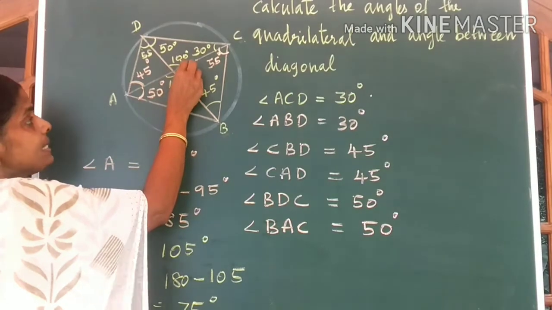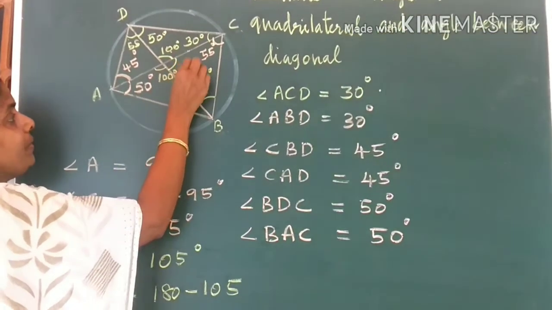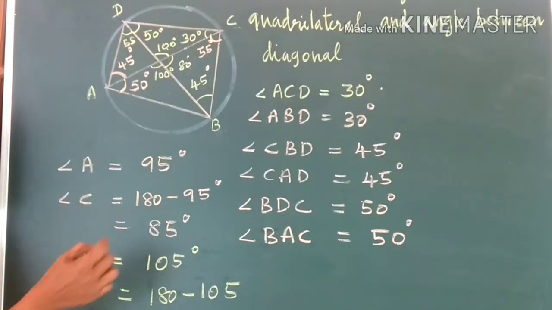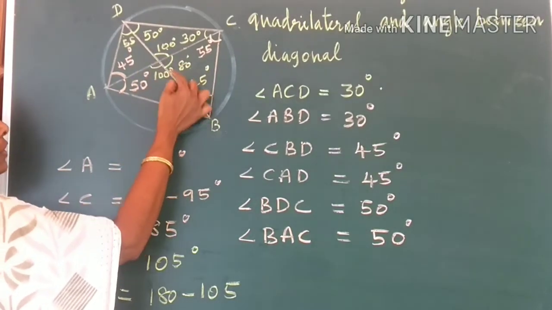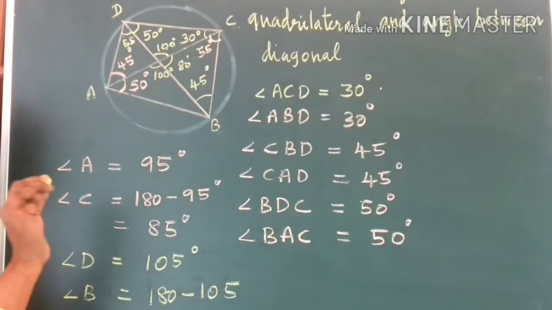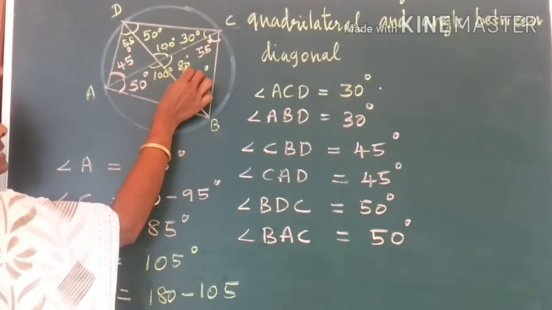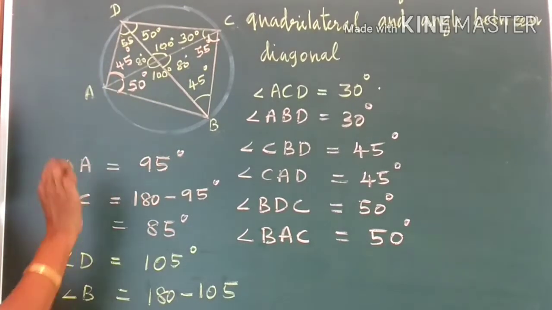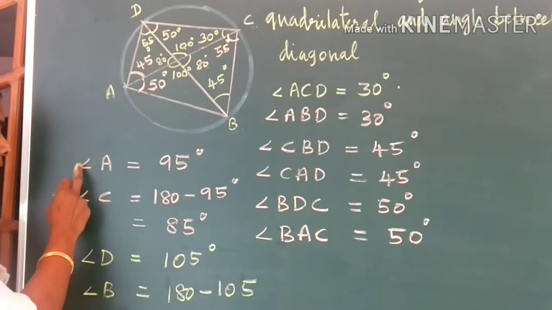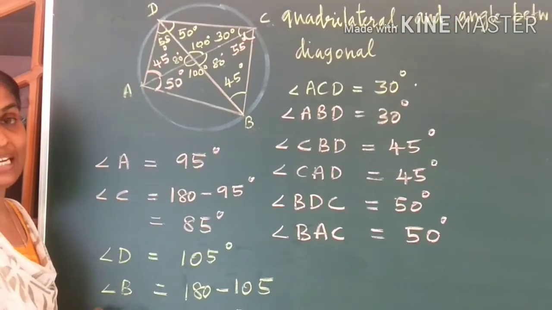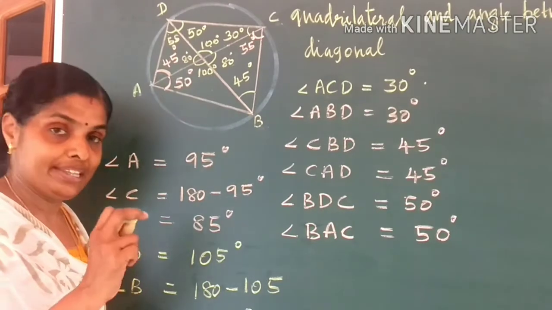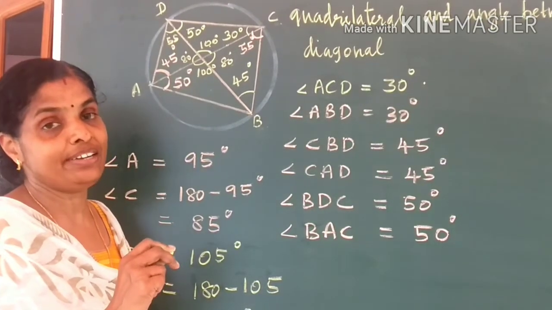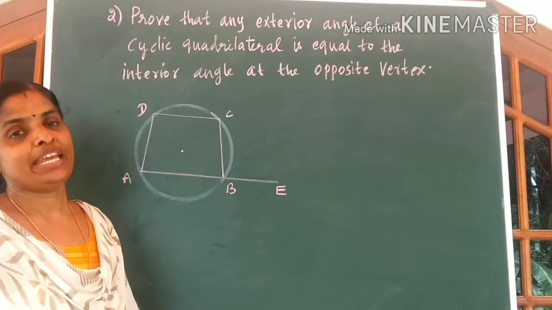And what about this angle? This is equal to 80 degree, because in a straight line, you know, the two angles form a linear pair. Since this is 80, opposite to it, you get 80 degree. We have found out all angles of the quadrilateral and angle between the diagonals. Is it okay, children? Come to the next question.